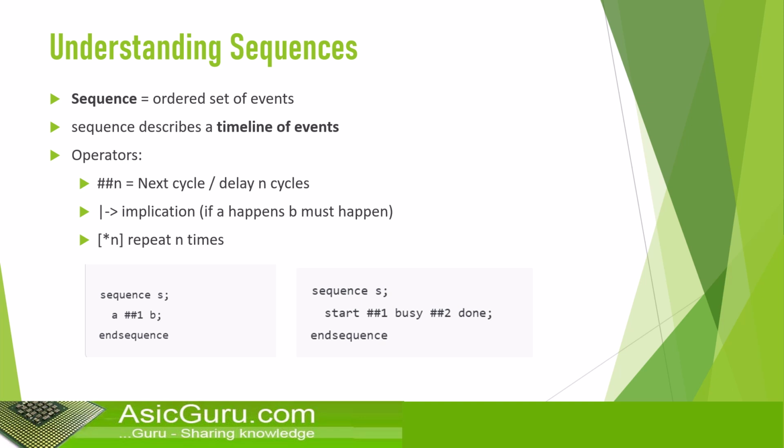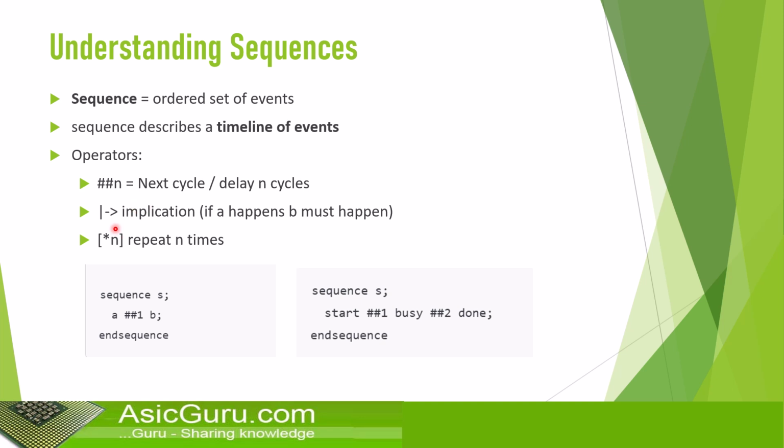Now let's understand sequences in SystemVerilog. A sequence is simply an ordered set of events, those events which happen cycle by cycle. To write sequences, we use a few special operators. For example, ##n means a delay of n clock cycles. This is how we specify timing delay between events.